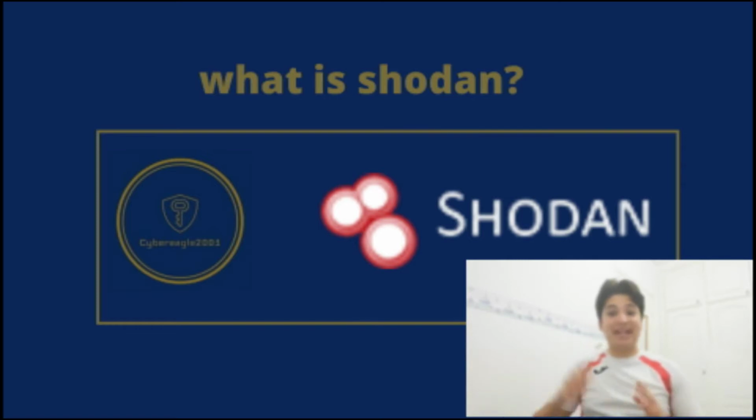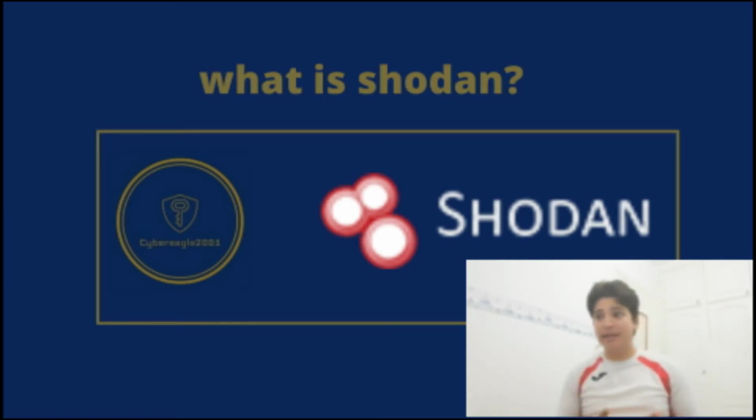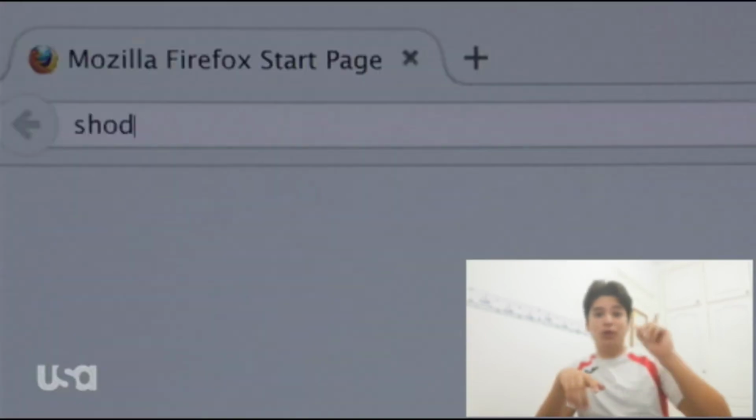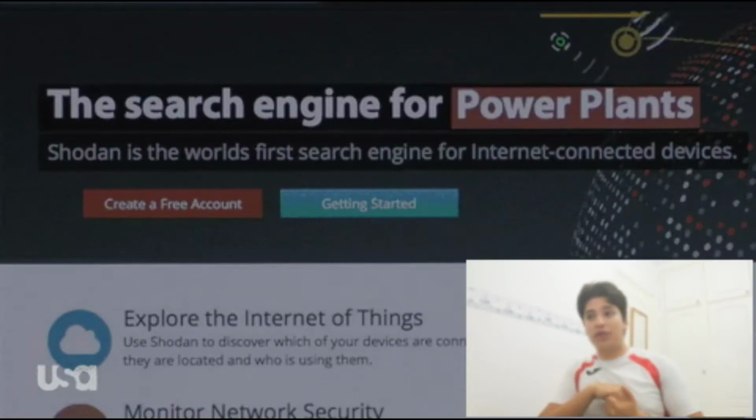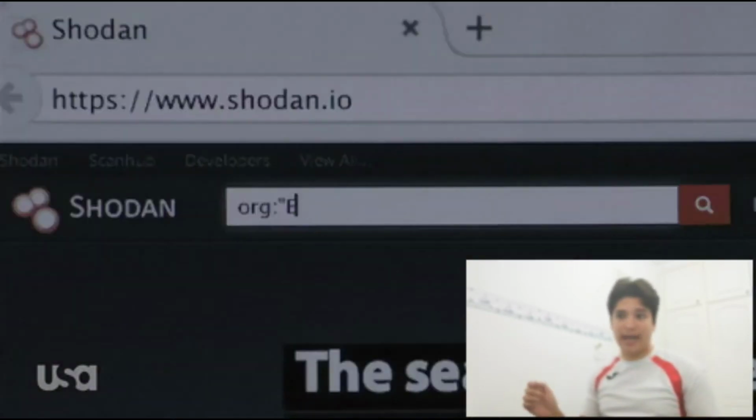Hello everyone, this is cybereagle2001 and today we are going to understand how we can find any devices connected on the internet. So I think you all know this scene from Mr. Robot season 3, where he gathered information about Evil Corp and did a search on Apache Tomcat.